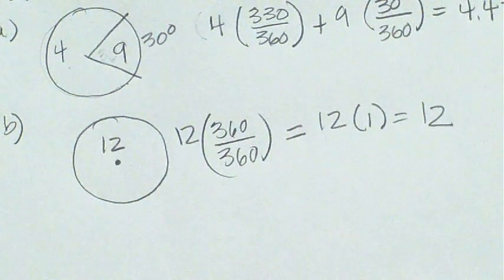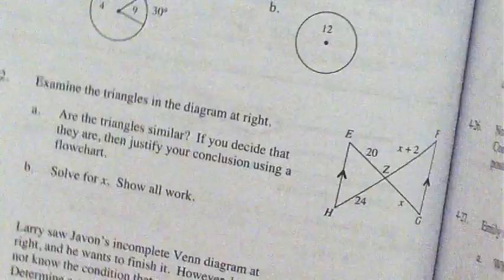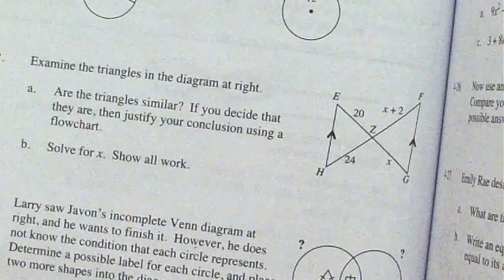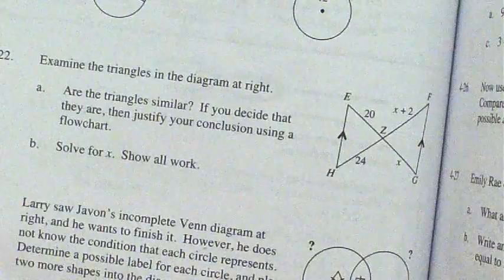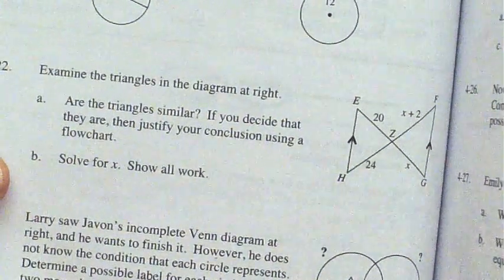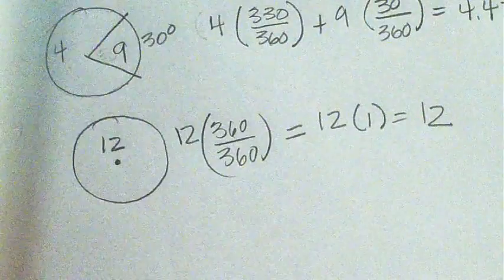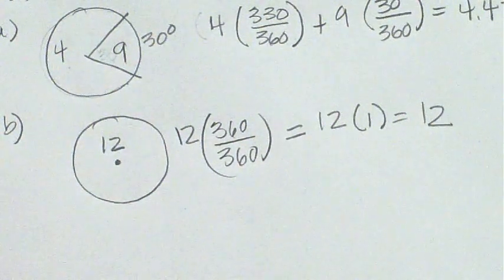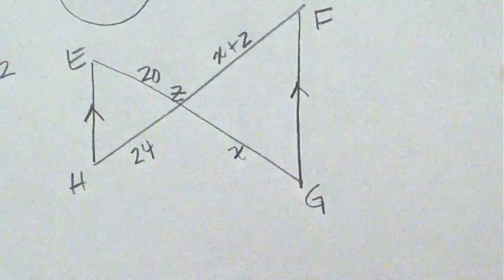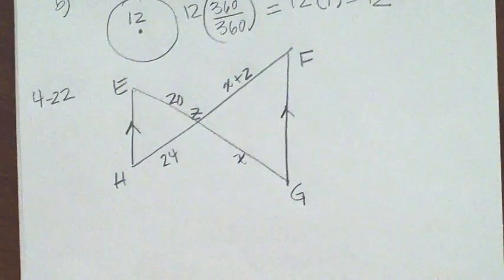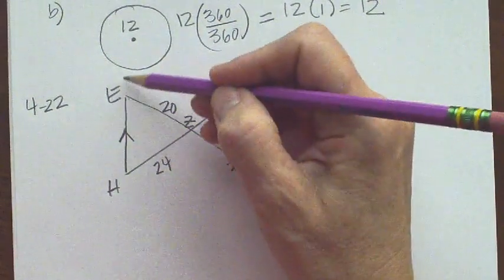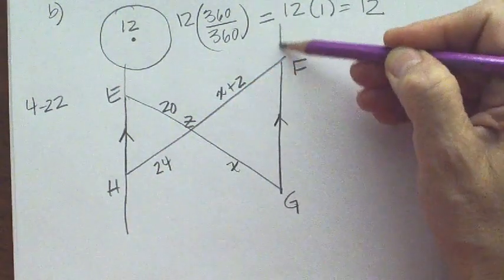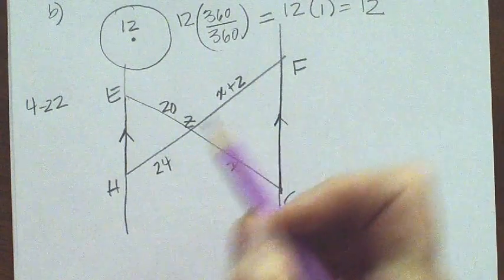Okay, for 422, examine the triangles in the diagram at right. Are they similar? If you decide that they are, justify your conclusion using a flowchart and solve for x. So I'm going to pause the video and sketch that diagram. Okay, so taking us back to our chapter on similarity, we have parallel lines cut by two transversals.